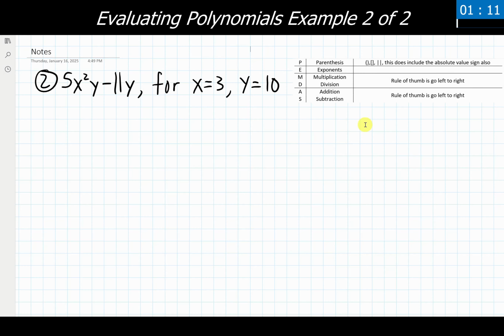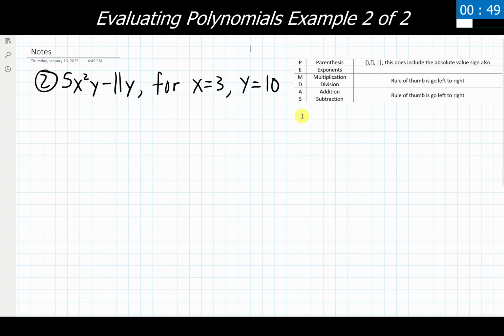Here we have the second example of evaluating polynomials. I'm given something that's a little bit more complex. There's a little bit more going on with it. We can still go through it the exact same way we did before. We're given 5x squared y minus 11y, and we're told to evaluate this thing for x is equal to 3 and y is equal to 10.